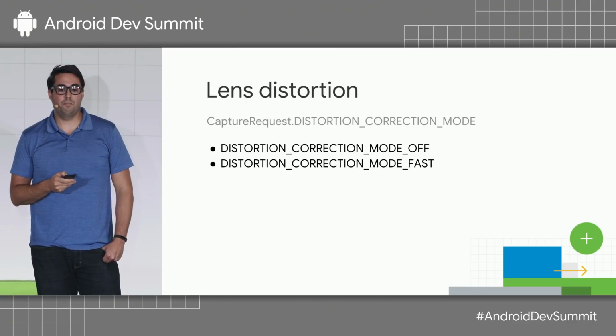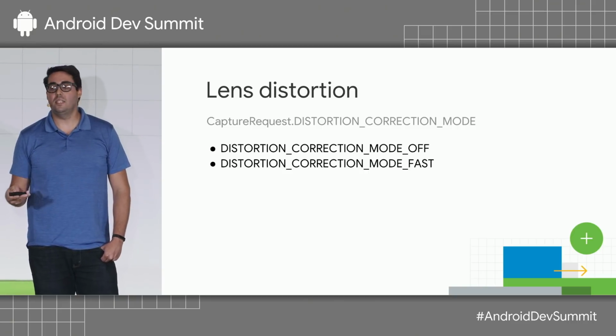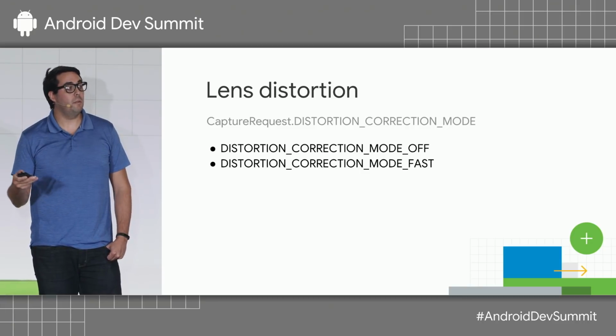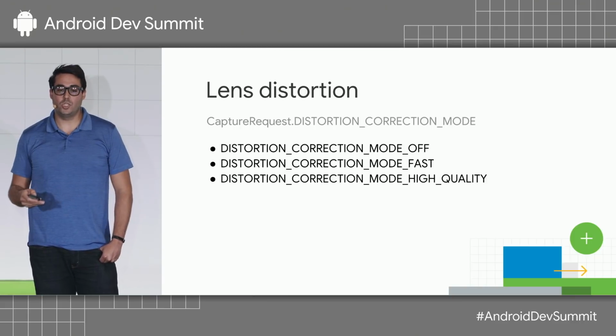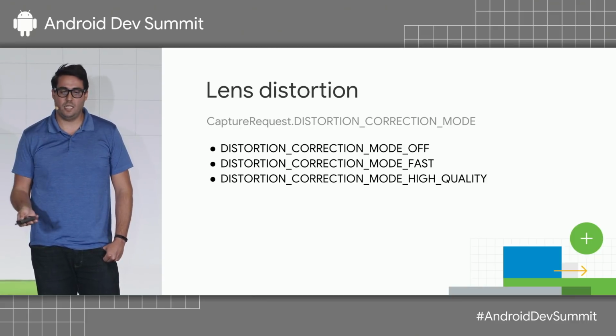Fast means that the best possible correction is applied while meeting the advertised frame rate. If no fast correction is possible, this may be the same as off. High quality means that distortion will be corrected as much as the lens allows, potentially at the cost of frame rate.